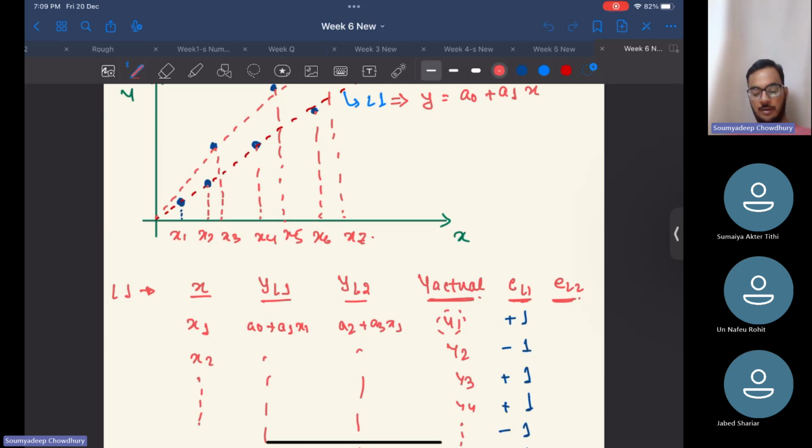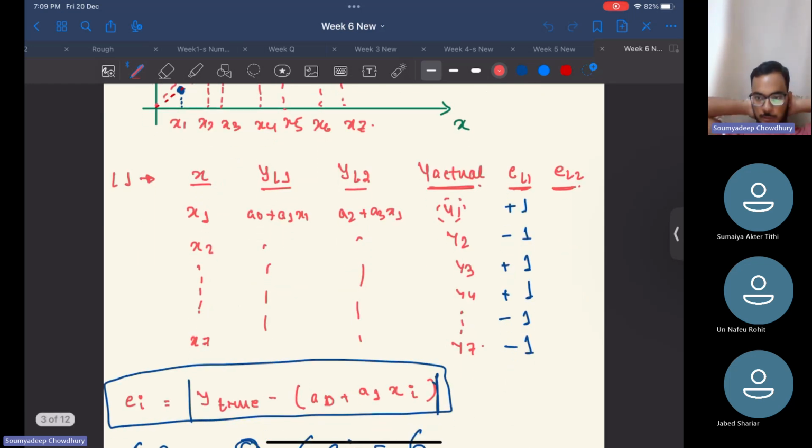Then you find the error, or the difference, between the values predicted by L1 and L2 and your actual value. So there will be two sets of error: one is the set of errors for line L1, given by EL1, and another set of errors for line L2, which is EL2. Then you find out the cumulative error.